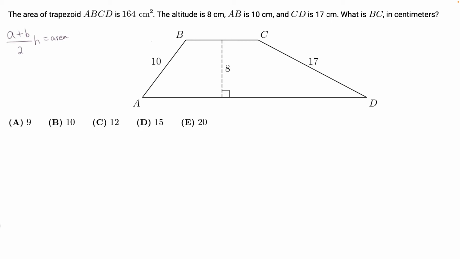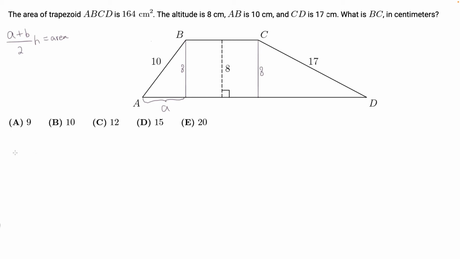So it says the altitude is 8, so we can slice the figure into 2 triangles and 1 rectangle. And the height of both triangles is 8, since it's the altitude of the trapezoid. And then first we're going to find the length of this side, which is lowercase a, since we don't know what it is. And if we find this side, we have a triangle.